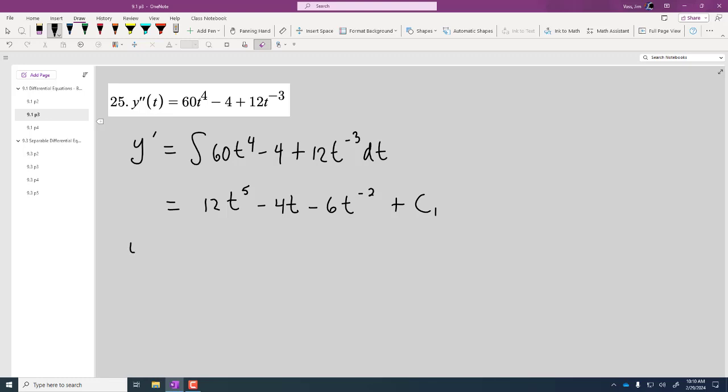So we should be getting y equals the integral of this thing. Sorry, I hallucinated it. Hallucinations of numbers. Is this schizophrenia kicking in?